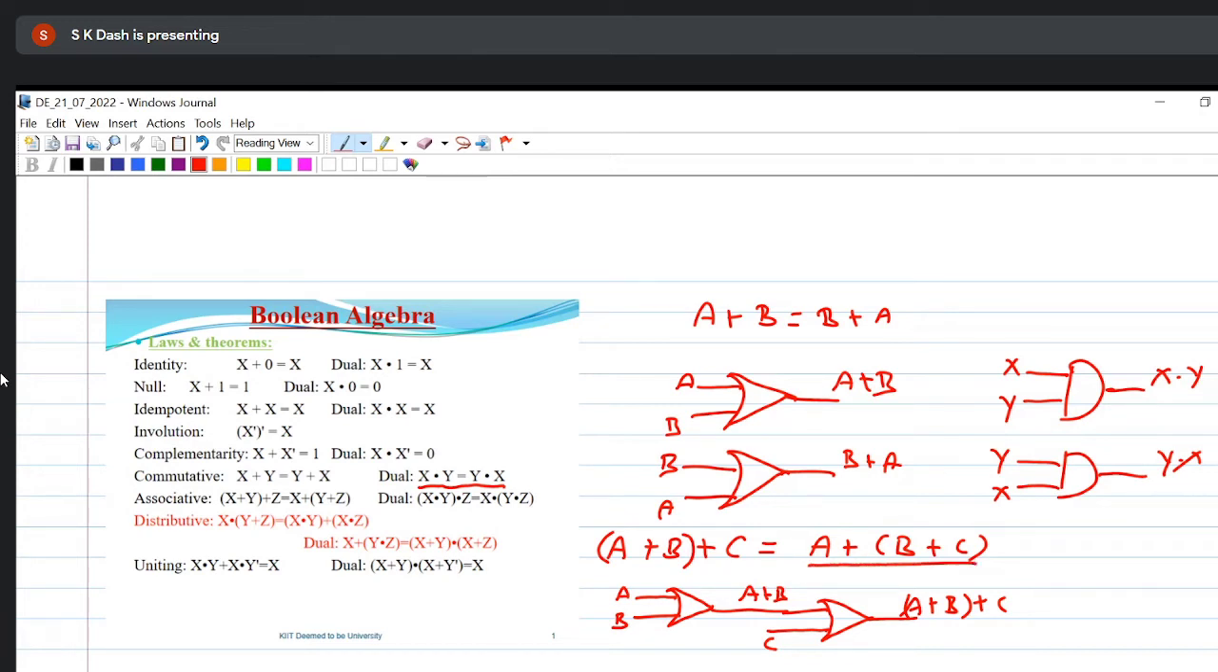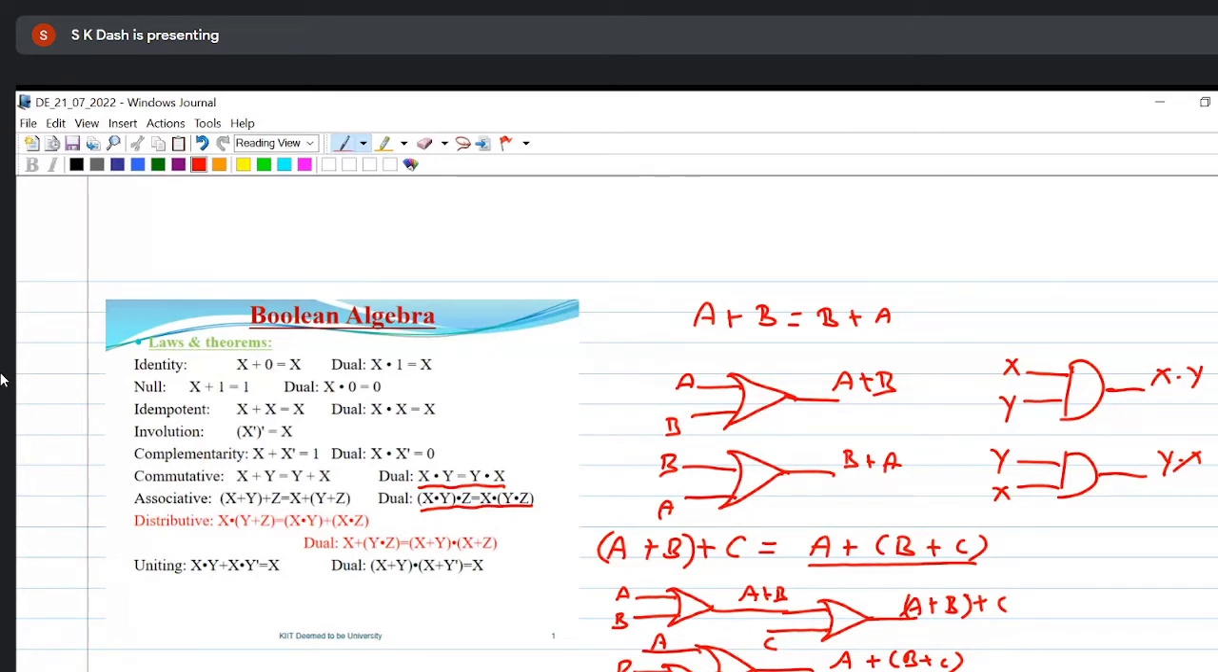B plus C means what? This OR gate's input will be B, C. Then if this is A, this will be A plus B plus C. Both are correct. So its dual is also correct. Its dual will be x dot y dot z is equal to x dot y dot z. Just replace plus with dot and dot with plus, because 1 and 0 are not there.